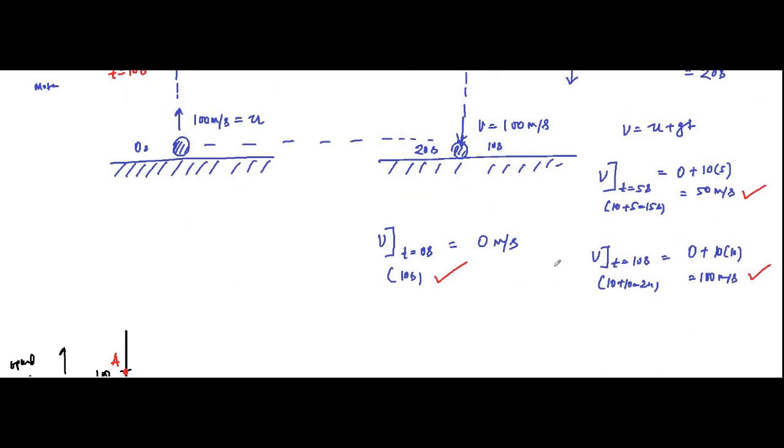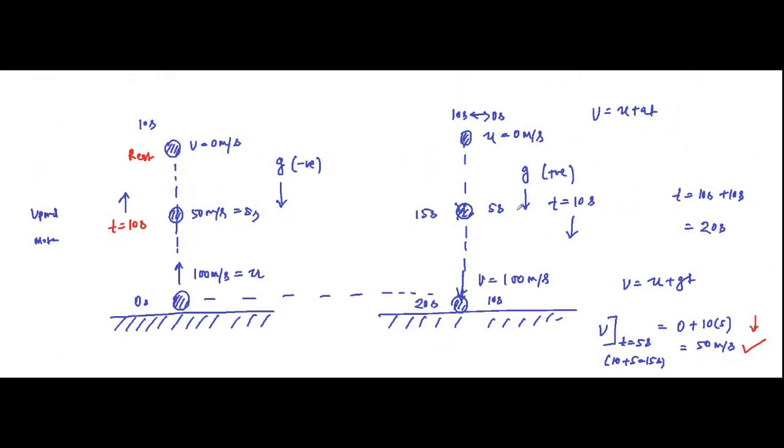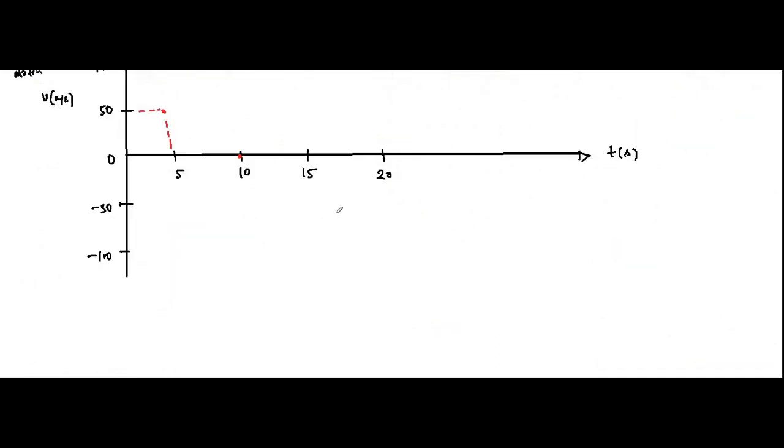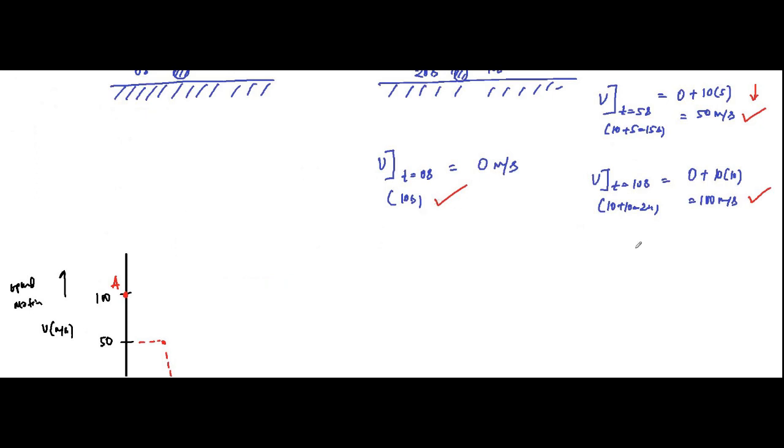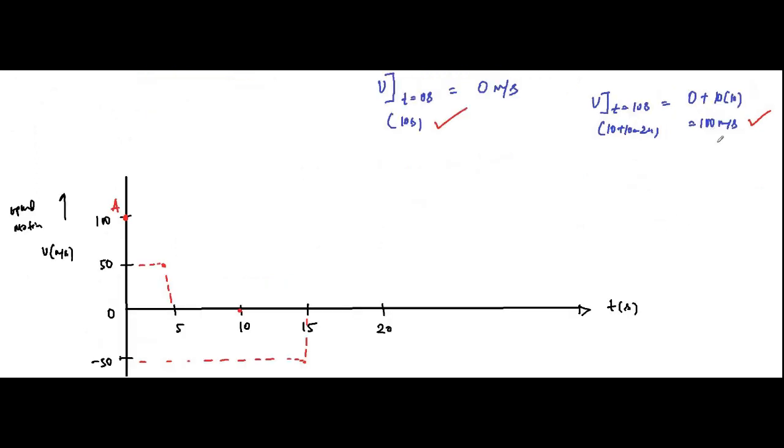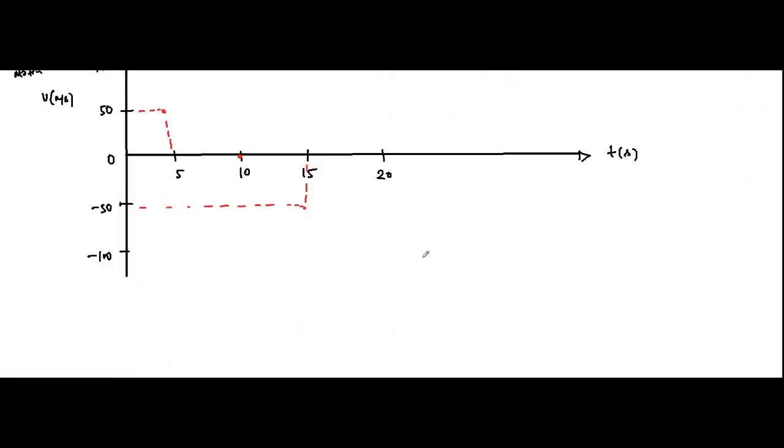Then at t equals 15 seconds, how much? Downwards, 50, during the downward motion. This one here, 15 seconds, it is 50 meters per second. So it will be somewhere here. And then at t equals 20 seconds, it is 100 meters per second. Again, during the downward motion, it is negative. So at 20 seconds, it is 100. This one.